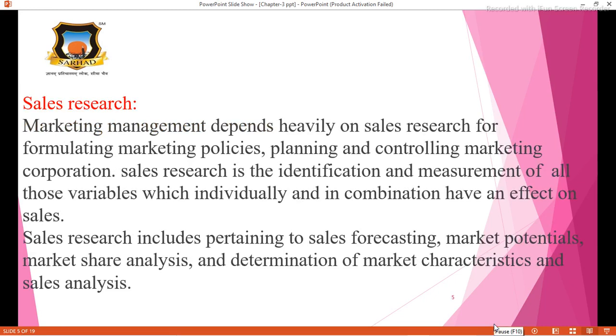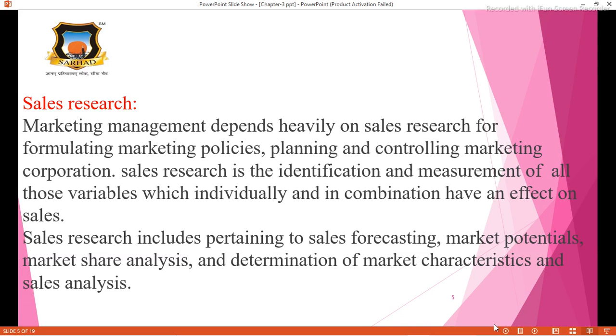So let us see what is meant by sales research. Marketing management depends heavily on sales research for formulating marketing policies, planning and controlling marketing operations. Sales research is the identification and the measurement of all those variables which individually and in combination have an effect on the sales.